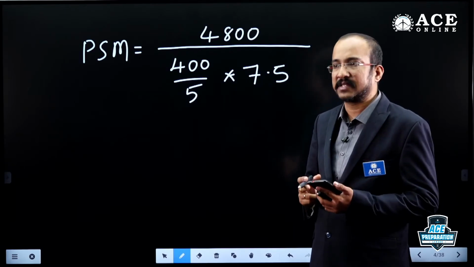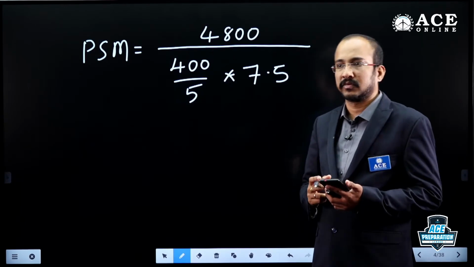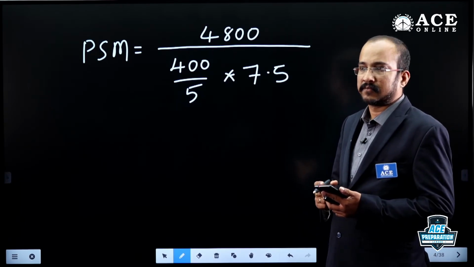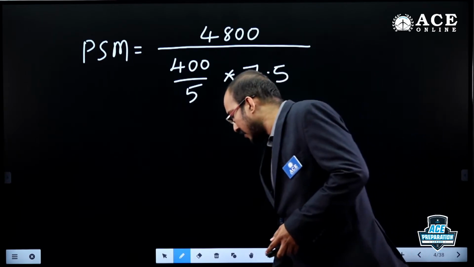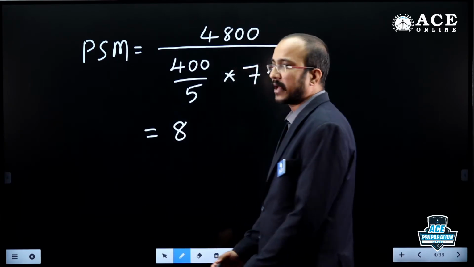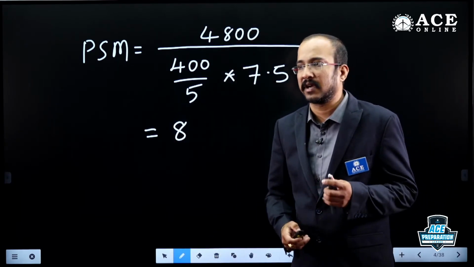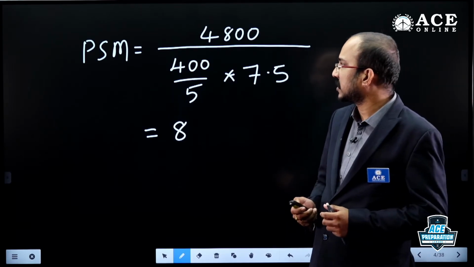What is the value of PSM that you get? PSM is equal to 8. PSM will not have any units. Plug setting multiplier will not have any units. So this is the first question.